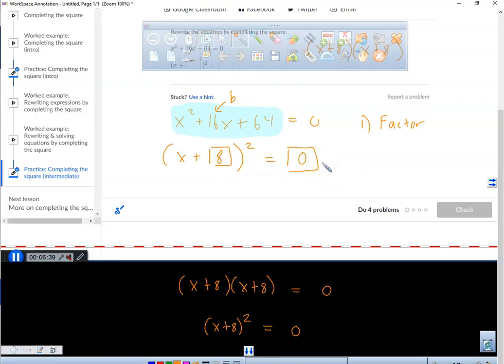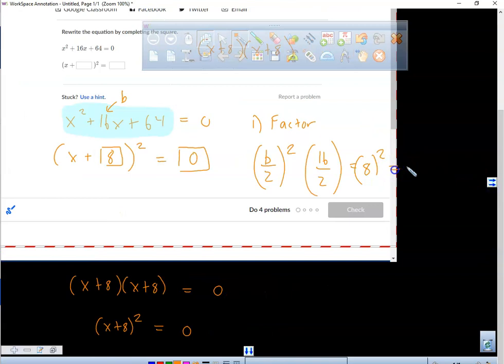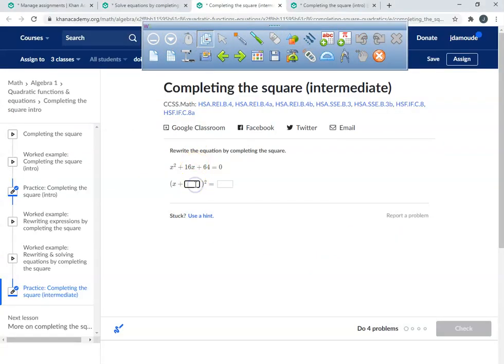Now, I'm going to do more than one because they're not all like this, okay? So understand, this literally is, if I took half the b value and I squared it, what is 16 divided by 2? It's equal to 8. What's 8 squared equal to? 64. So I knew I could factor this to a perfect square trinomial. So all I'm going to do is over here, I'm going to type in an 8 and a 0.